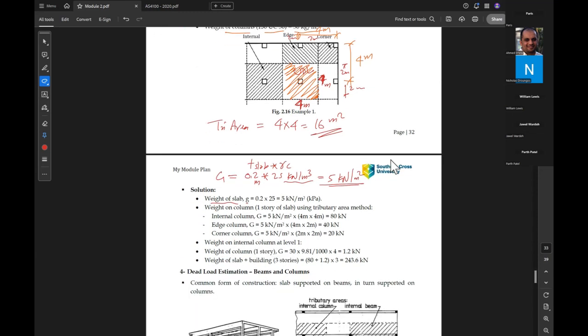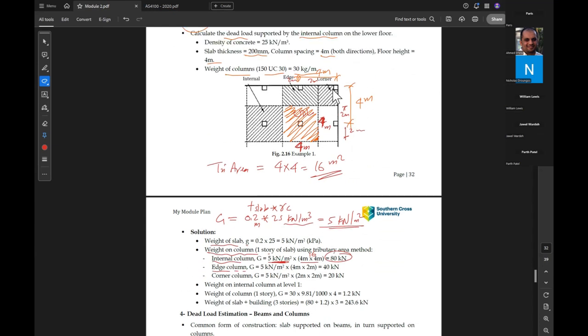Okay, so if we need to find the weight of the column, 1-story slab, so using the tributary area, the internal column, 5 kilonewton per square meter times 16. So how much is the force? 80.